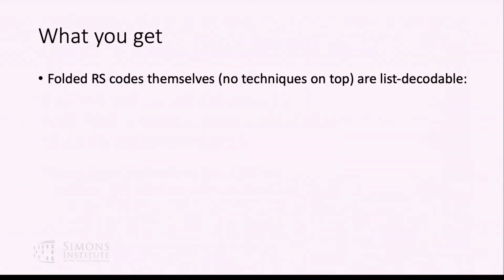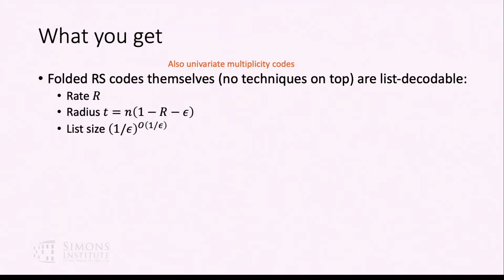So what you get out is that folded Reed-Solomon codes themselves, also univariate multiplicity codes, which I haven't talked about, but which Prahlad will talk about in his talk tomorrow, I think. Folded Reed-Solomon codes themselves, with none of these fancy techniques, are already list decodable with rate R, radius optimal, and list size smaller than it was before.